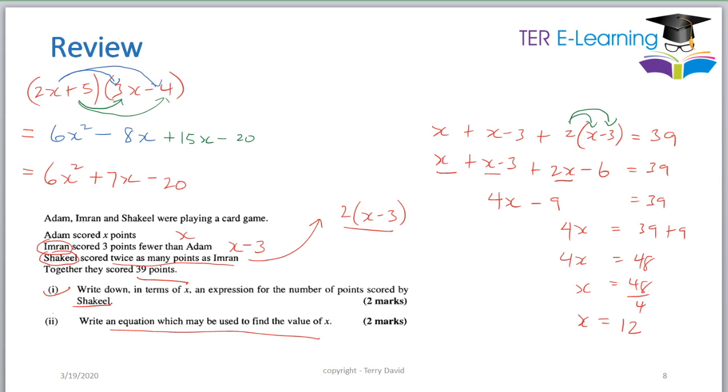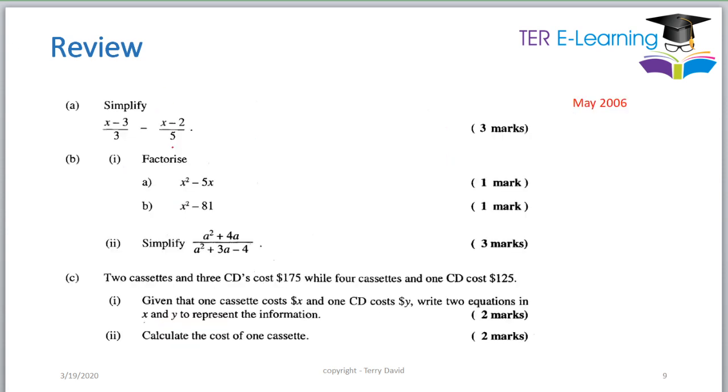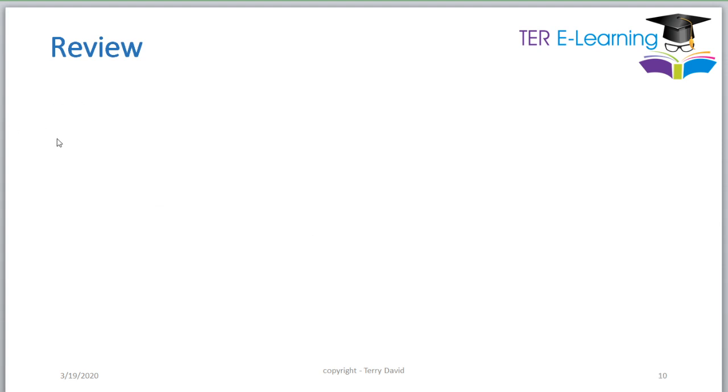All right, so let's look at the next question here. This is May 2006. We have to simplify an expression here, right? So this is similar to the question we did previously. All right, so this is what we're trying to work out here. We have basically two fractions, so we need to find the LCM of 3 and 5. The LCM of 3 and 5 in this case is 15.